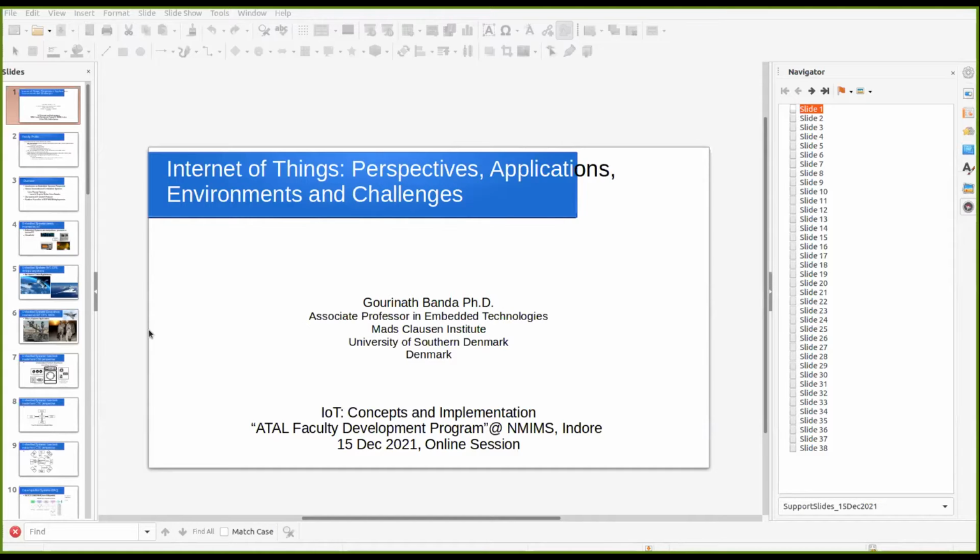Then I'll go through one of the earlier works that we did in IoT, where we developed the oneIoT protocol. I'll go through that in detail. Then I'll conclude the session by introducing you to a real-time kernel that was developed in our group during my days at Denmark as well as at IIT Indore.